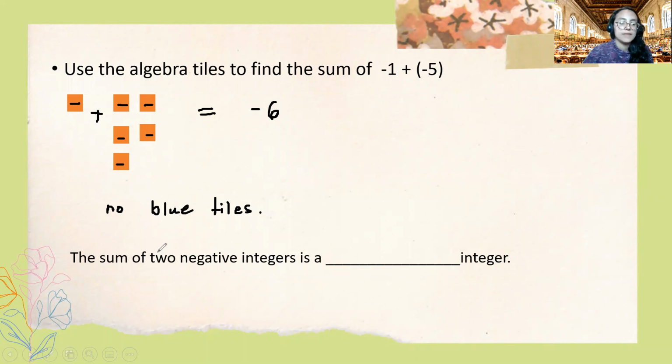So here we have the sum of two negative numbers. We had -1 plus -5. And what was our sum? Our sum was -6. So it will be a negative integer. Okay. Let's go ahead and move on to the next slide.